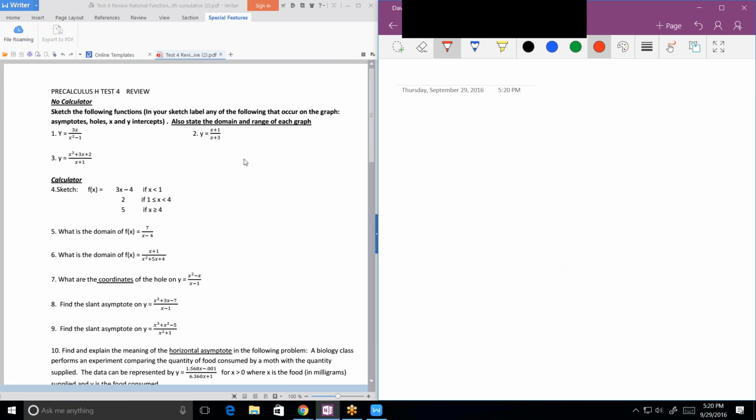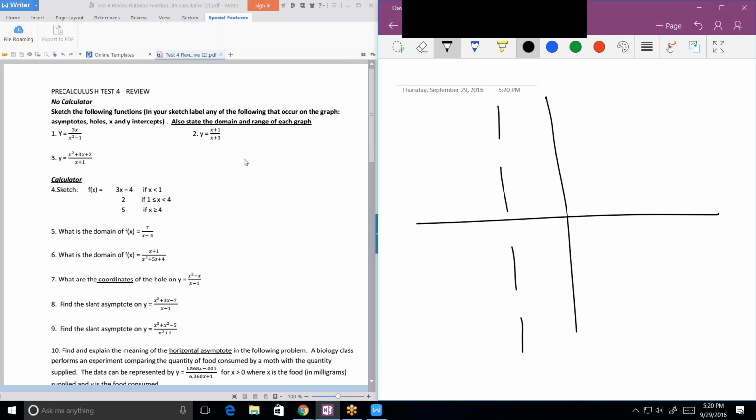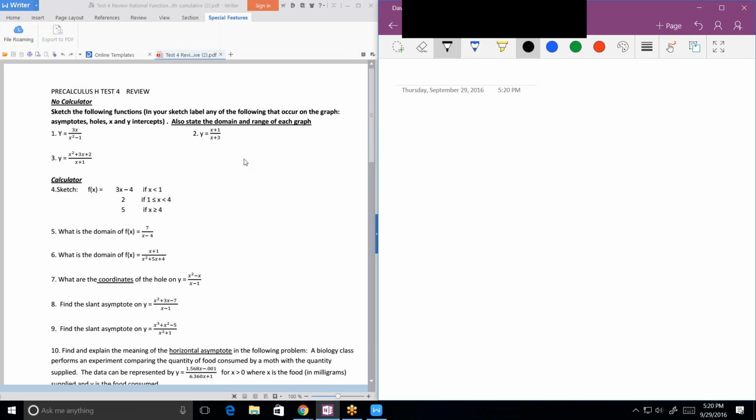Let's go back to number 2. What's the domain? That would be negative infinity to -3, -3 to positive infinity. Good. What's the range? The range would be negative infinity to 1 to positive infinity. Okay, cool. Now let's look at number 3. What's the very first thing I'm going to do when I see a problem like number 3?